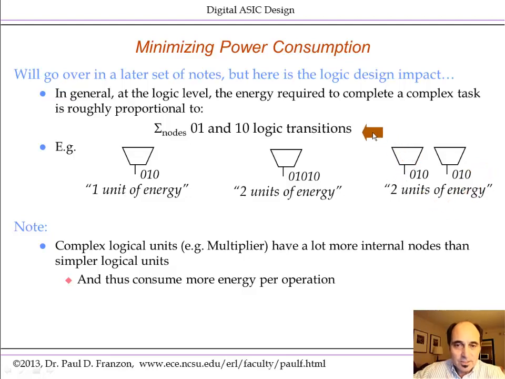Each of these is a specific amount of energy. Taken over per unit time, it becomes power. Again, we'll return to this in a later set of notes. One thing I particularly want to point out is that complex logic units, such as multipliers, have a lot of internal nodes and thus consume a lot of energy per operation. Thus you have to be very careful to make sure that energy is doing something useful and is not being wasted within the multiplier. And I'll illustrate this in a moment.